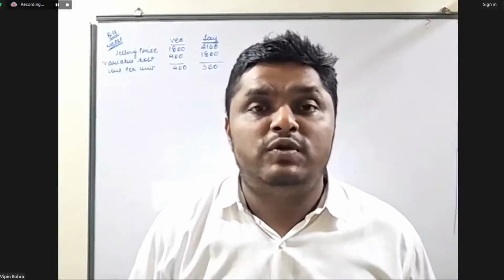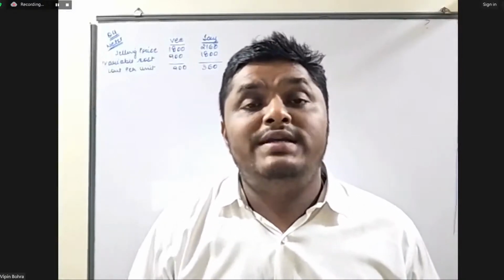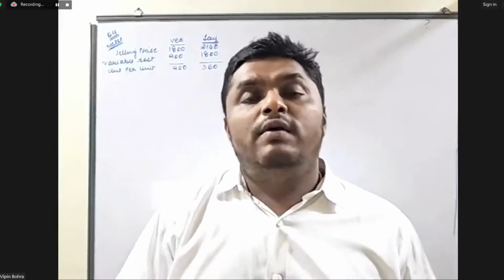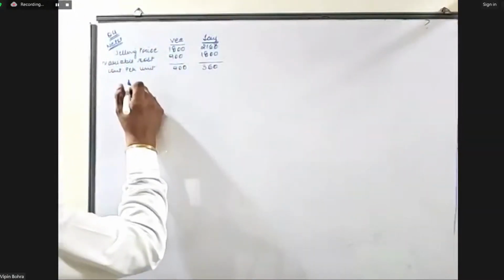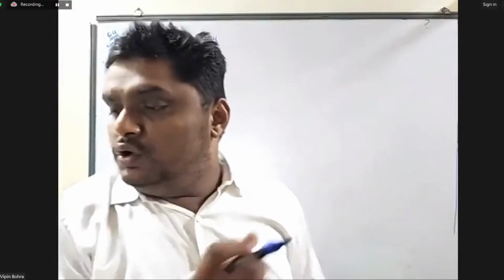So herein, the fixed cost is given in aggregate and we are manufacturing two types of product. Now the point is how to calculate break-even sales. So herein, let's start with the first mix, if the mix is in the ratio of 2:3.